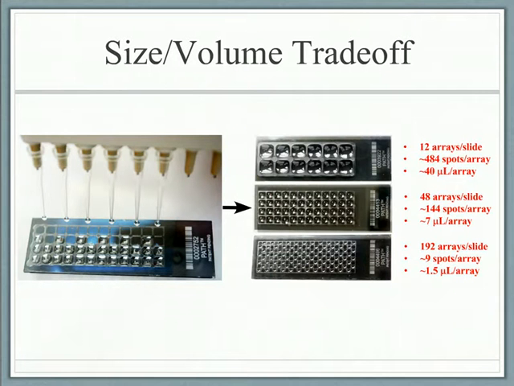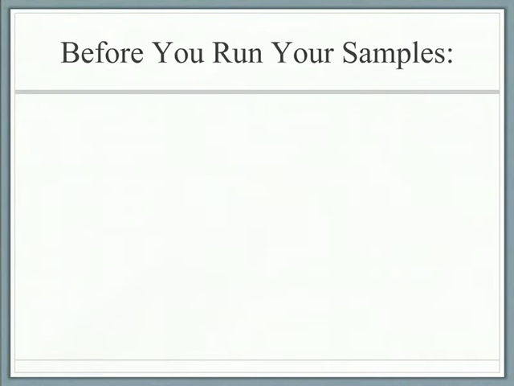So we like this system for prototyping and for running new multiplexed assays, because it really speeds up the development time when we eliminate many possible cross-reactivities in the multiplexed assays. So I'm now going to talk about some experimental considerations, things that you should think about before running the samples, and in the design of the experiment and in the analysis of the experiment.